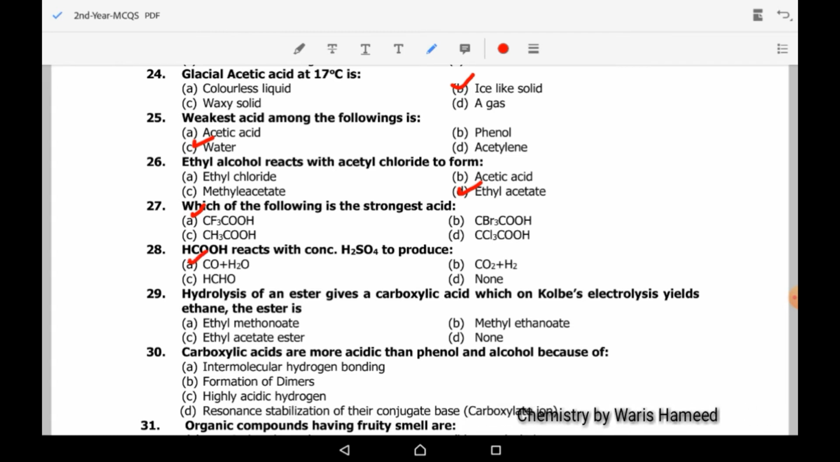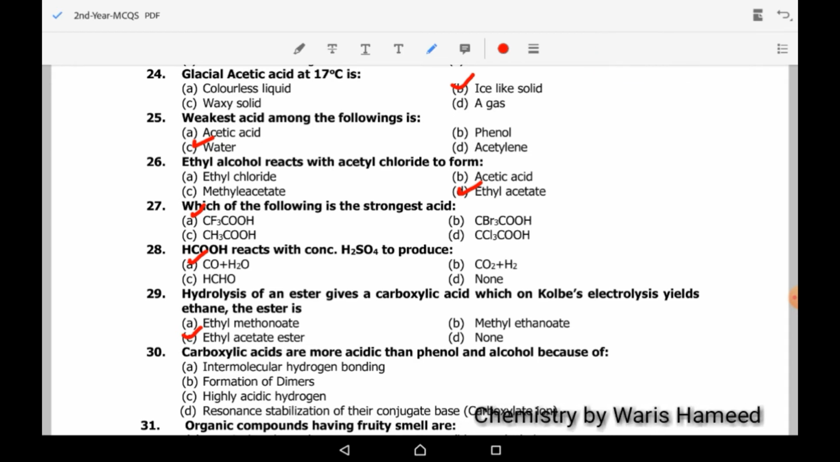Hydrolysis of an ester gives a carboxylic acid which on Kolbe's electrolysis yields ethane. What will be the ester? We firstly hydrolyze that ester into carboxylic acid, and that carboxylic acid will form ethane. According to this statement, ethyl acetate is the ester that will produce ethane.